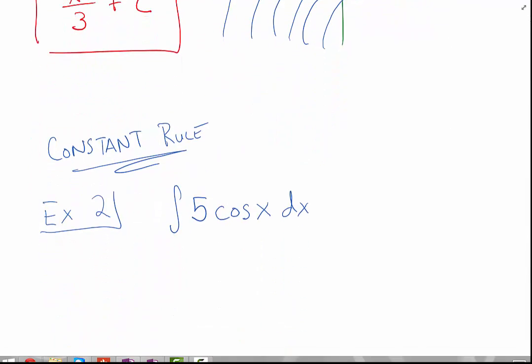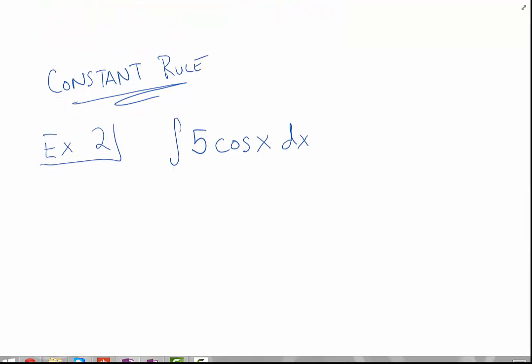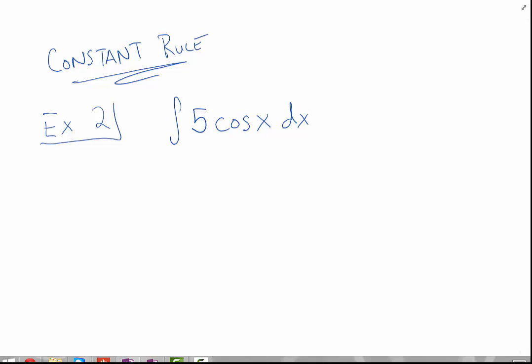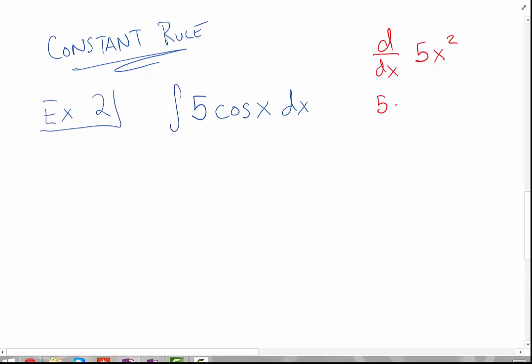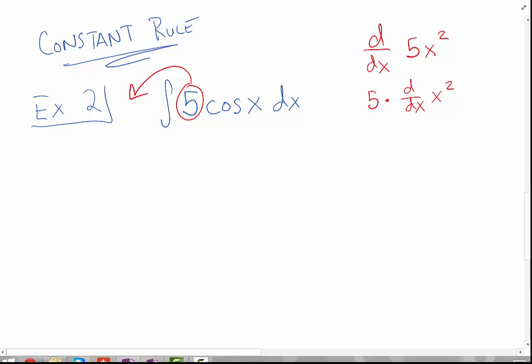So we're going to do 2 examples, actually 3 more, but 2 more really important ones. The first one is the constant rule, and the constant rule is kind of the same thing from derivatives. If we wanted to do the derivative of 5x squared, that's the same thing as 5 times the derivative of x squared. Same concept applies to integrals, and that's if you ever have a constant in an integral, you can basically just bring it to the outside. So this would be the same as 5 times the integral of cosine of x dx.